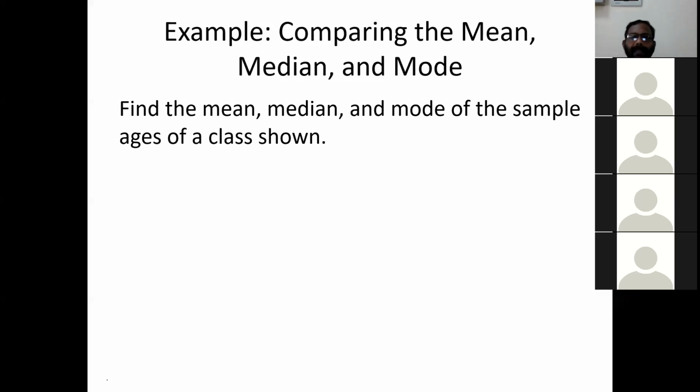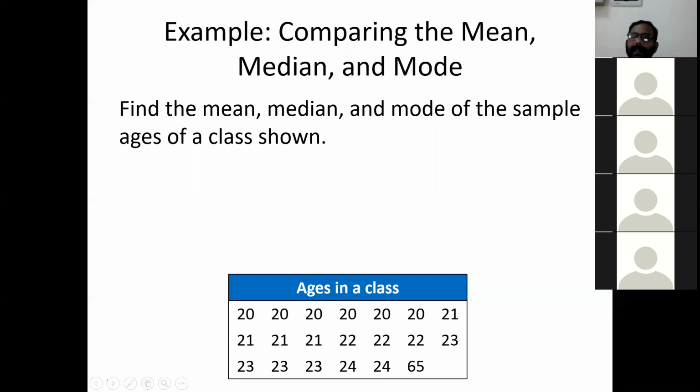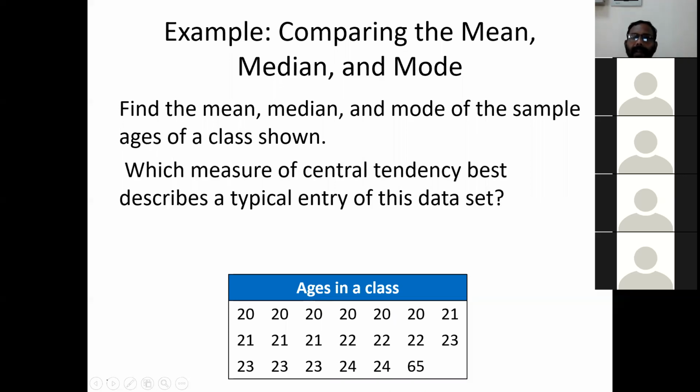Find the mean, median, and mode of the sample ages given at the bottom. Tell me what the mode is. 20. 20 occurs 6 times, 21 occurs 4 times, 22 occurs 3 times, 23 occurs 4 times, 24 twice, and 65. What is the outlier here? 65. Yes, 65 is the outlier here.